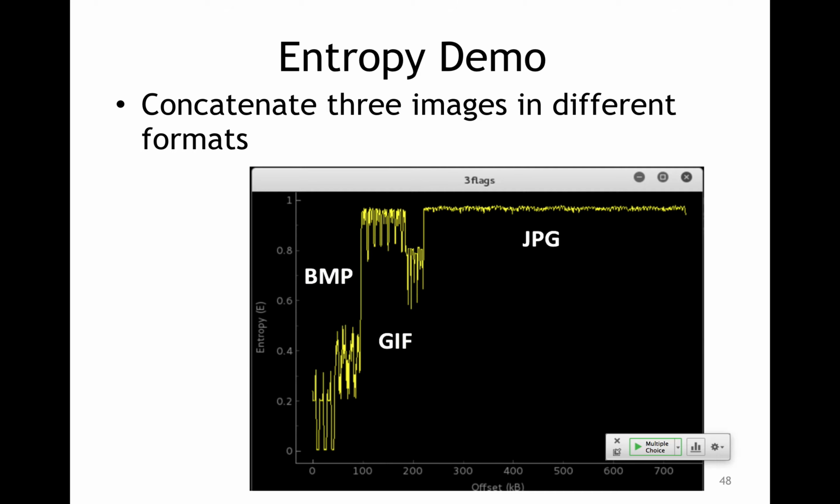But a GIF is a compressed format, so it's got high entropy and so does a JPEG. Those are compressed so they don't waste any space. They've started with this and squeezed out all the wasted bits, so the remaining bits are used completely. It carries as much information as it possibly can carry in that number of bits.